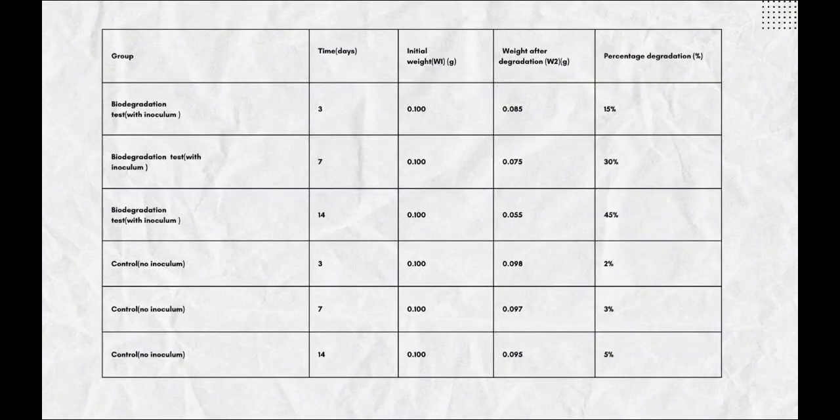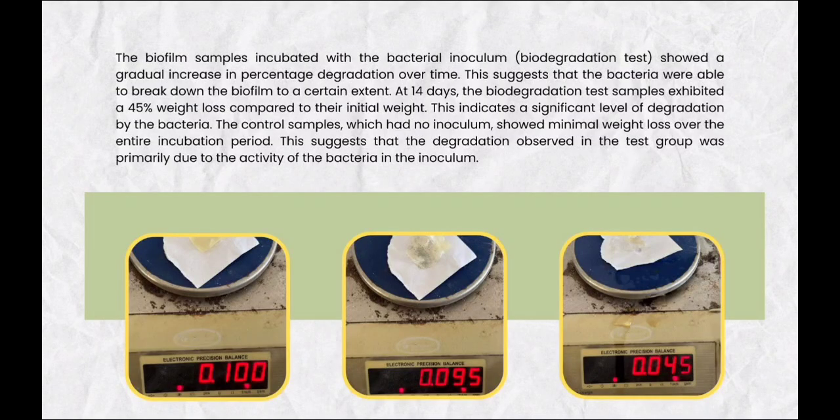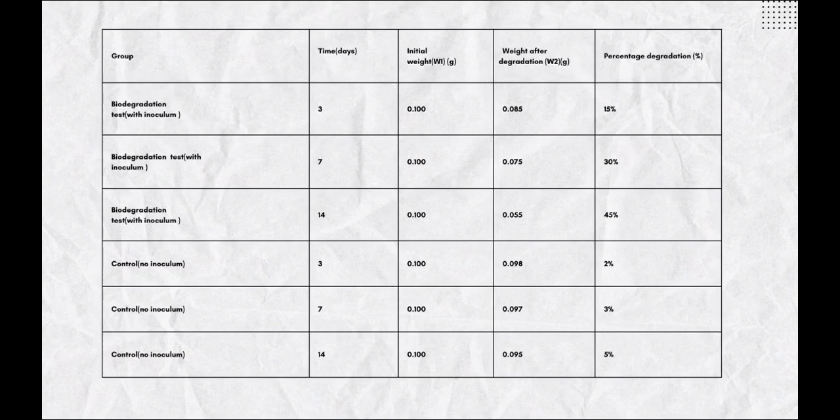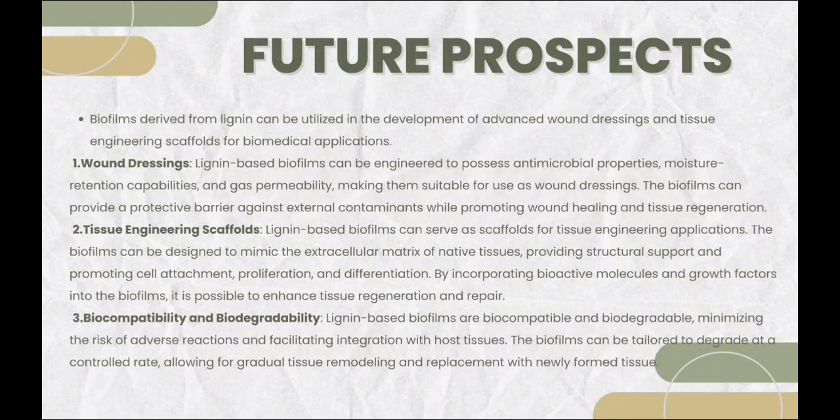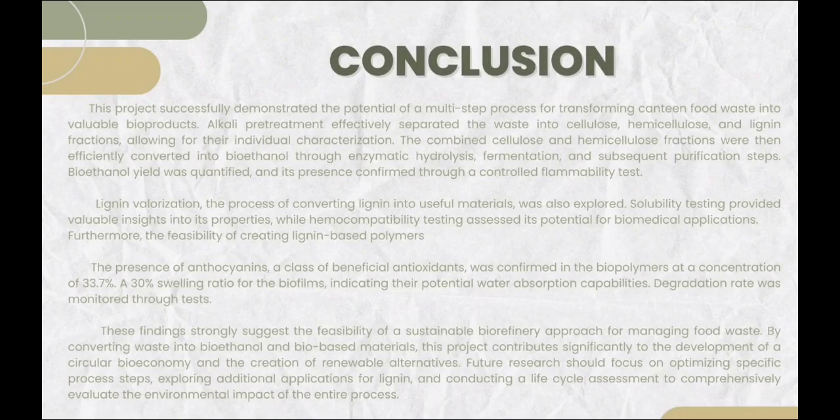The percentage of degradation was identified using the degradation test. Every 3 days, the weight of the sample biofilm was measured. The table shows the amount of biodegradation. Future prospects of the project are wound dressing, tissue engineering, samples, and biocompatibility and biodegradability tests. This process successfully transforms canteen food waste into valuable bioproducts, including bioethanol and bio-based materials, showcasing innovative waste management and biorefinery technology.